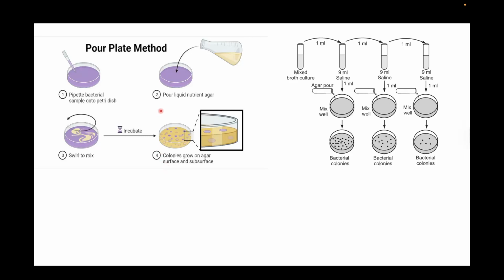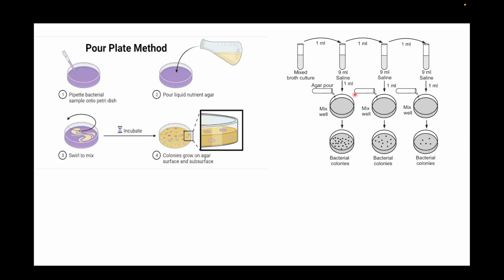So on my left is a direct culture method, the pour plate method: pipetting the bacterial sample onto the petri dish, pouring liquid nutrient agar, swirling to mix it, and colonies grow on the agar surface and subsurface. So this is the pour plate method, direct plating, and this can be a serial dilution method for enriching bacteria in saline medium to select for bacteria that are able to utilize saline for their growth.